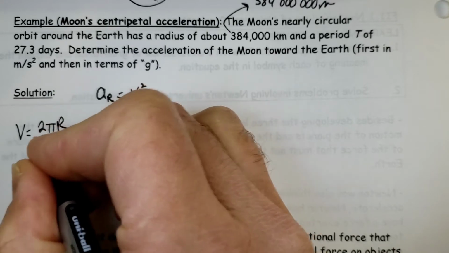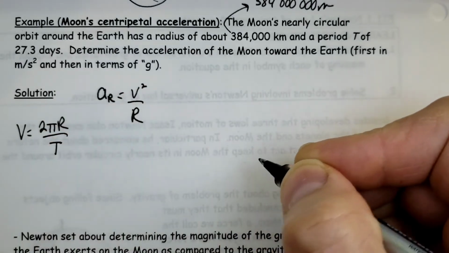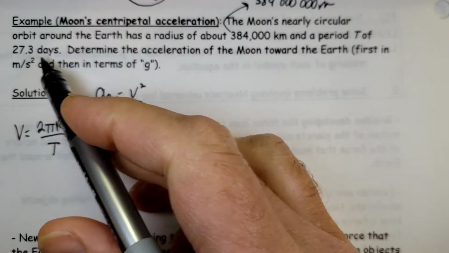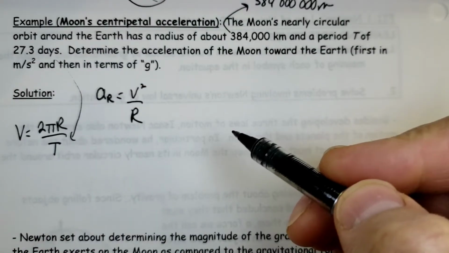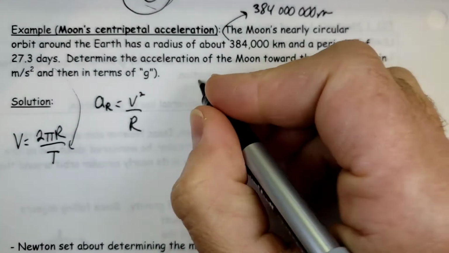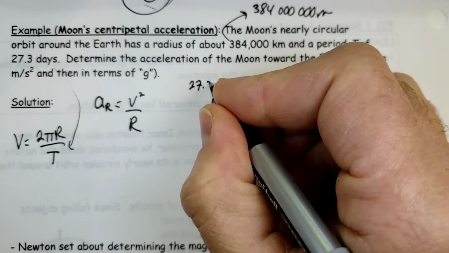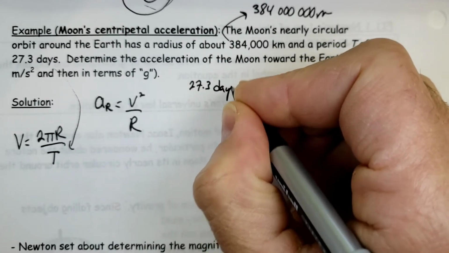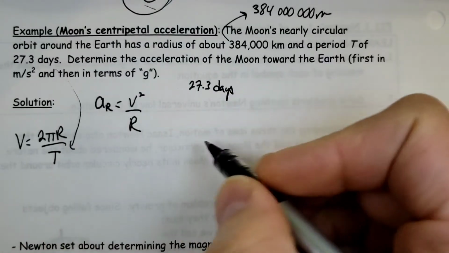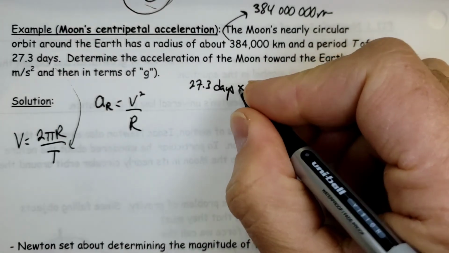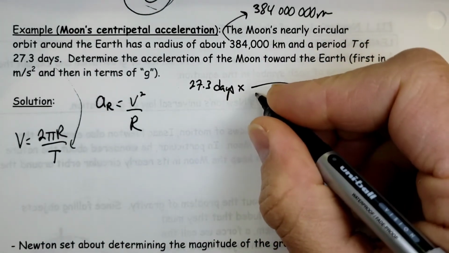v is equal to 2 pi r over T. We know the T in terms of days, but of course it has to be in seconds. So we're going to have to change 27.3 days into seconds. And of course we have the radius, so we should be able to figure out everything else. So we can use a little bit of manipulation here.